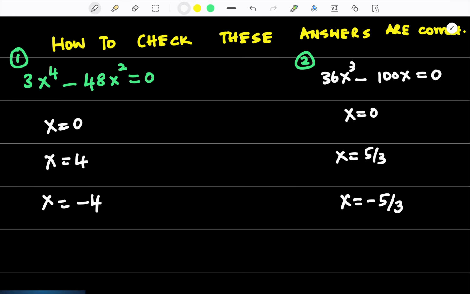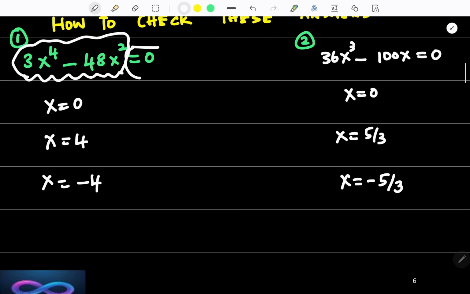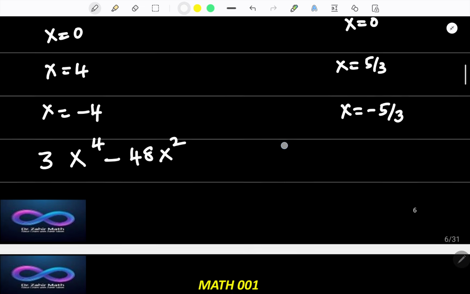Take your calculator, type this equation. Don't type equal 0. Only type this one. Type this left side only. How you will type? 3 alpha x power 4 minus 48 alpha x square. That's it. This bracket will not come. So alpha x power 4 minus 48 x square.